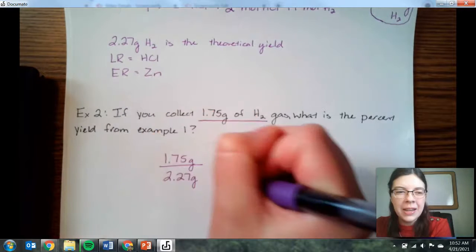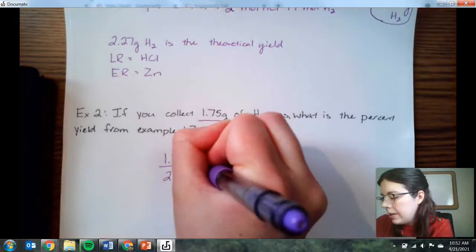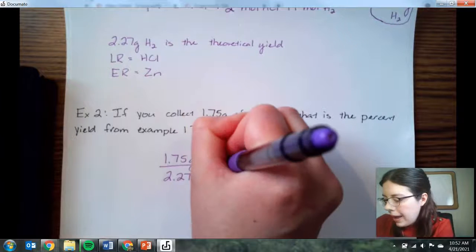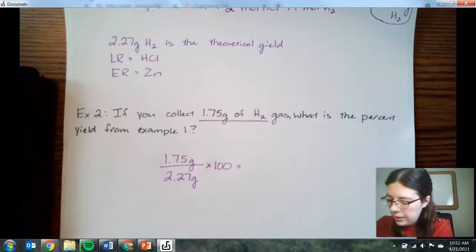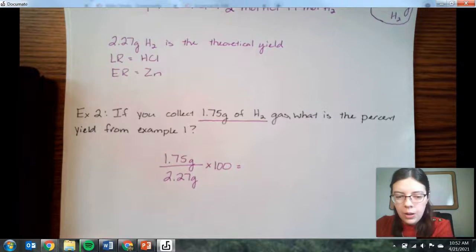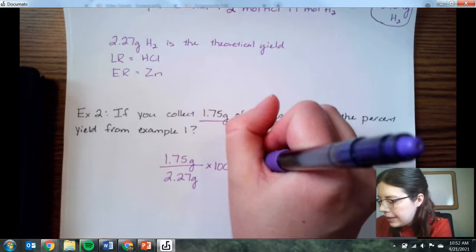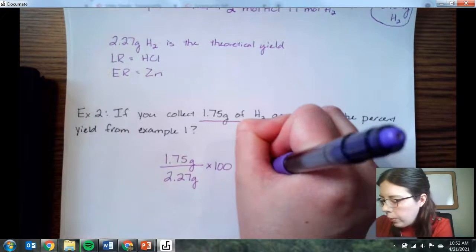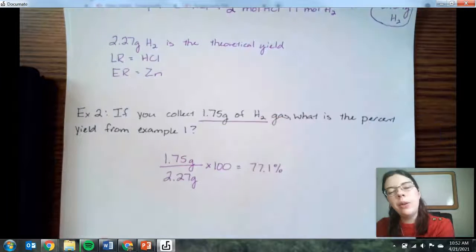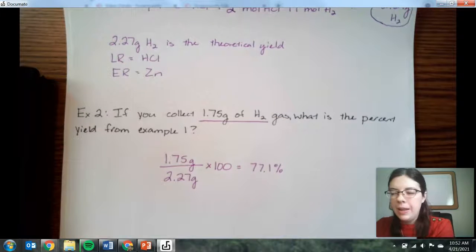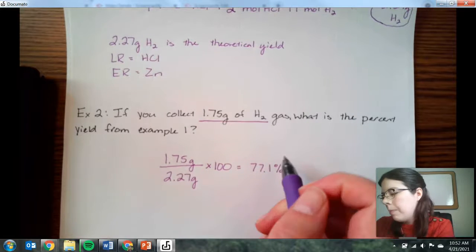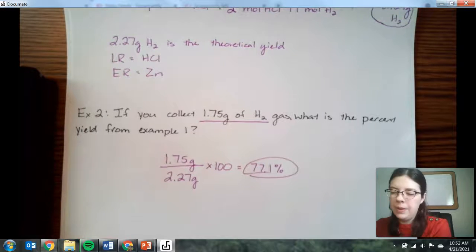Remember, my limiting reagent tells me which one is the theoretical yield. And I'm going to multiply that by 100. So 1.75 divided by 2.27, and then times 100. So if I go ahead and put that in my calculator, I get 77.1%. So not great, but not too bad. And since in this case I'm collecting a gas, it's reasonable I could lose some. So that is my percent yield for this problem.